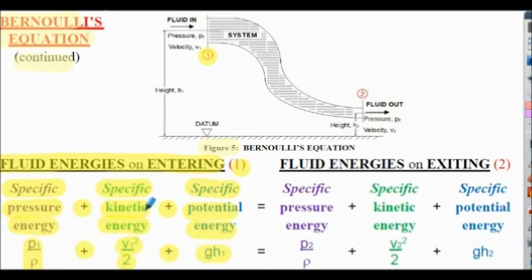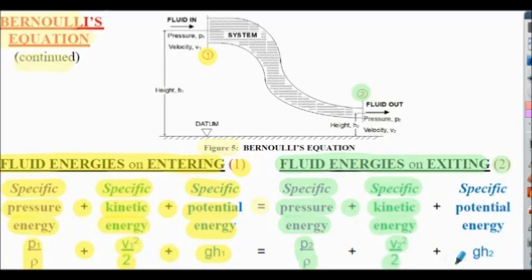So applying the principle of conservation of energy, the fluid energies on entering the system must equal the fluid energies on exiting the system at position or location 2 shown here. So the input energy is equal to the output energies of specific pressure energy, P2 upon rho, added to specific kinetic energy, V2 squared divided by 2, added to specific potential energy, GH2. So again, we add the energy terms on the right hand side and they equal the energy terms on the left hand side.